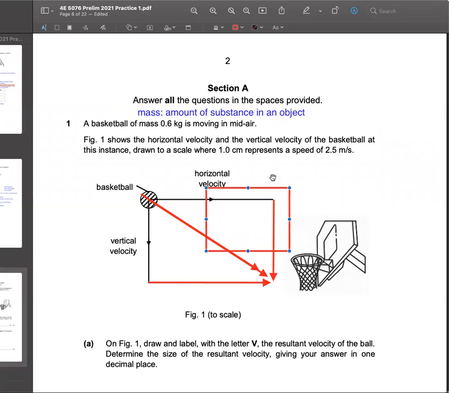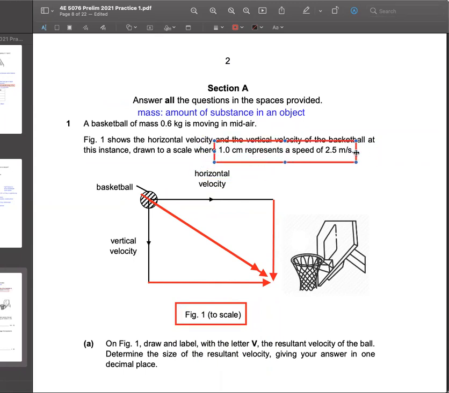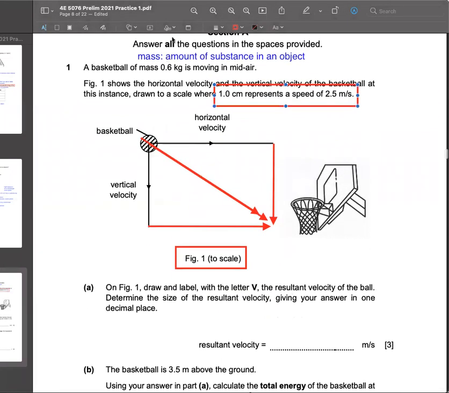For this question, how do you find the resultant? It's drawn to scale, so you measure the length. What's the scale? 1 cm to 2.5 meters per second. All right. So here the question is very specific. You need to draw letter V. So you must draw V.